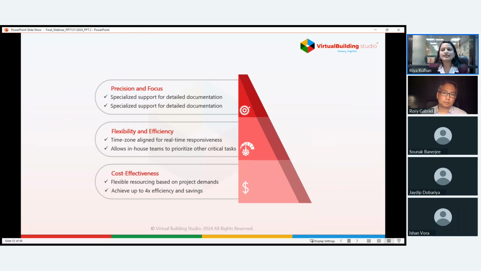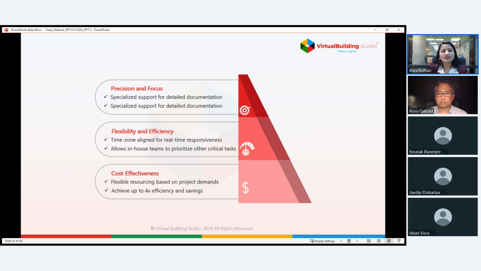So first, by assigning a dedicated architect to manage all the permit set requirements, you are equipping your team with specialized support that can handle every detail of data entry and documentation. So this level of focus helps eliminate any errors that typically arise from the overload that your internal resource will have. So this will reduce the time needed for rework.